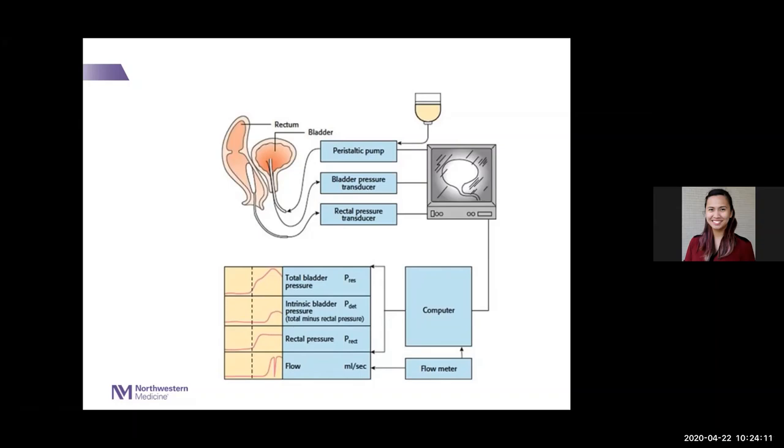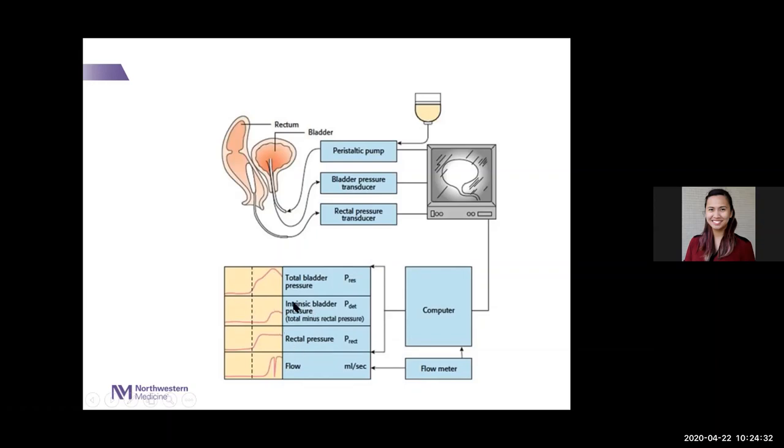You can just pull the catheter in and out until you get the highest pressure measurement, and that's typically where the external sphincter is, and then you just tape the catheter in place. There's also a rectal catheter that has a pressure transducer in it, and that's what is measured here.